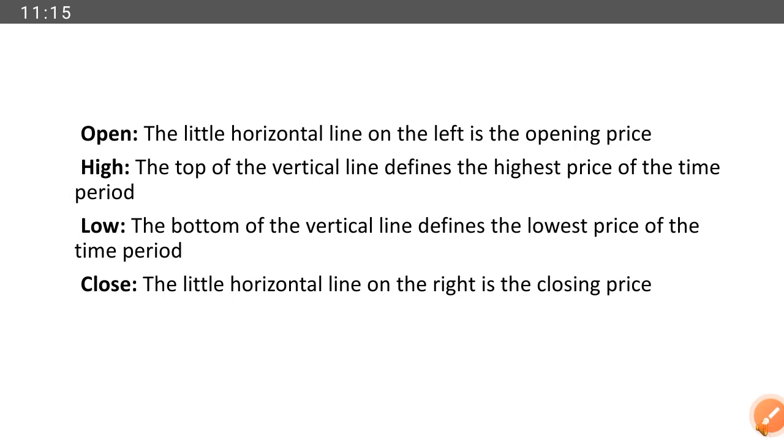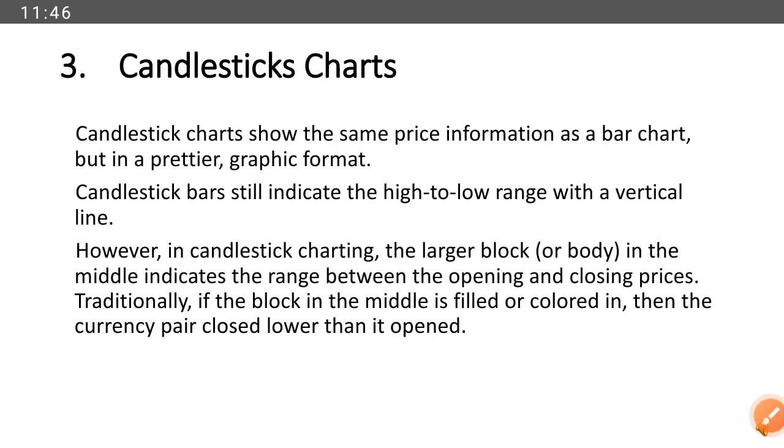As I've explained before, the open, the little horizontal line on the left, is the opening price. High, the top of the vertical line, defines the highest price of the time period. Low, the bottom of the vertical line, defines the lowest price of the time period. Then the close, the little horizontal line on the right, is the closing price. I've explained this before. Now, let's go to the third one, which is the candlestick chart.